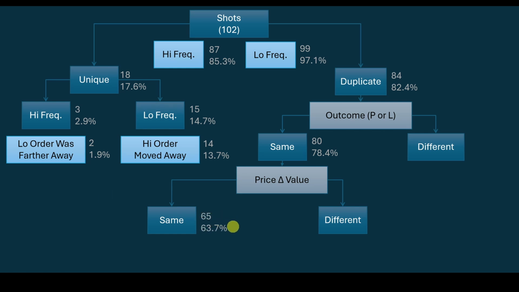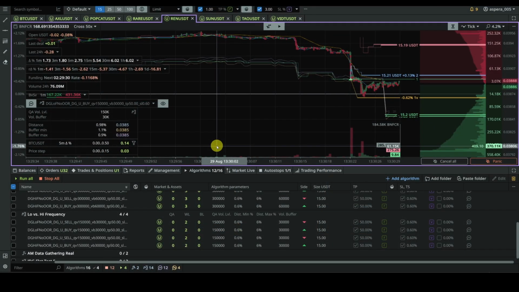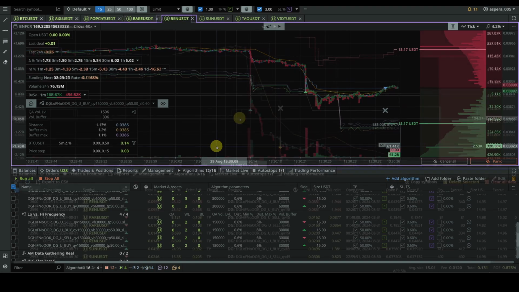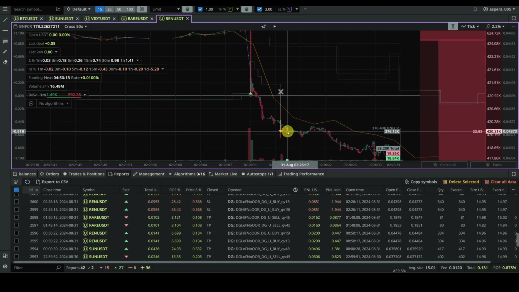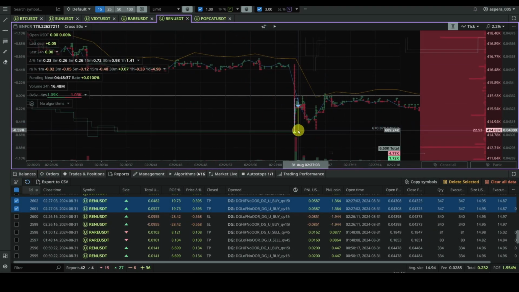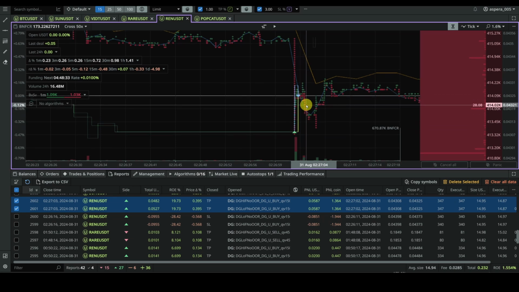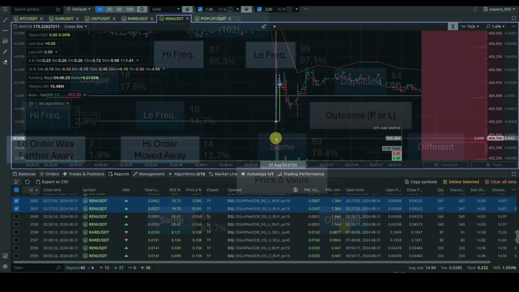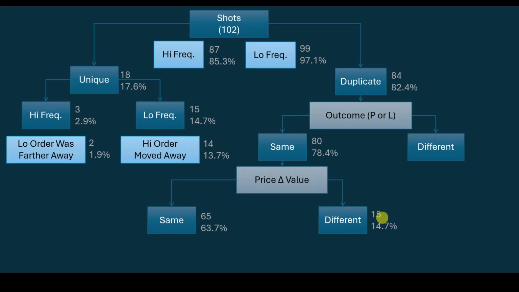It means that in about 64% of cases, the high and the low frequency algos performed exactly the same within a margin of just 5 cents for every 100 USDT. Here are some more examples, but we won't be looking closely at these for obvious reasons. More interesting are the ones that are not exactly the same. So I've had 15 shots where the difference in value was more significant than 0.05%.